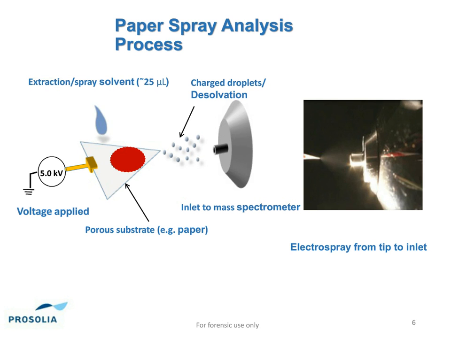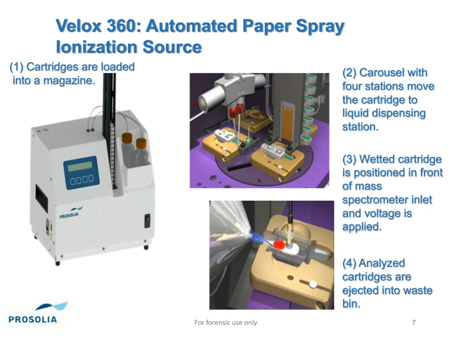And the image to the right is an actual photograph of that electrospray process in a mass spectrometer. The Velox 360 system, which I've been working on, automates this entire process. We have a magazine which holds up to 40 cartridges. We have a carousel system within the unit that allows us to take the sample and move it around, deposit liquid on the sample, move it in front of the mass spectrometer, apply the voltage, and then once the analysis is complete, the cartridge is ejected and the next sample is processed.